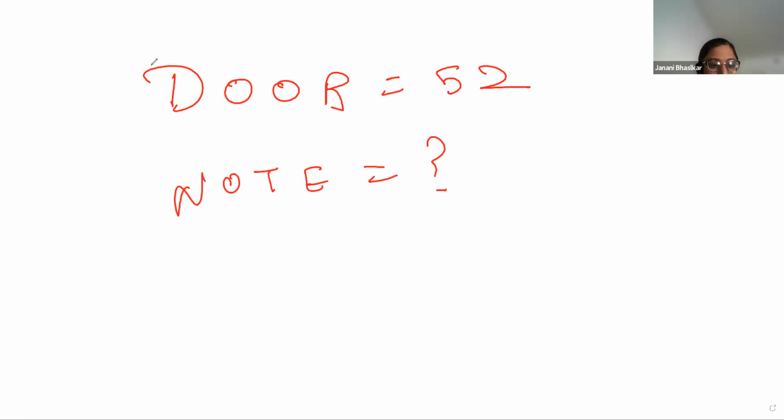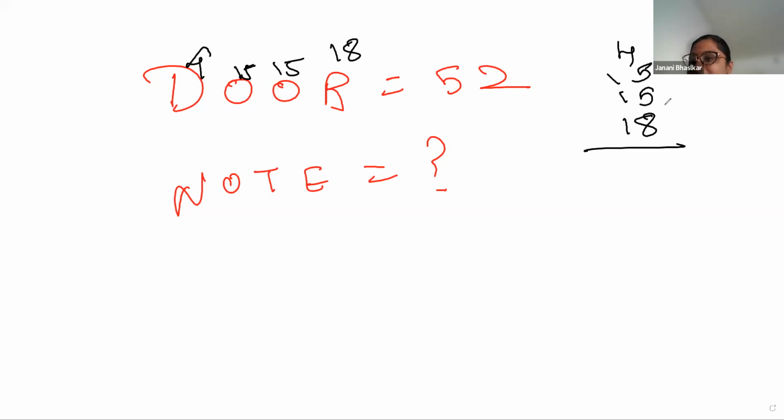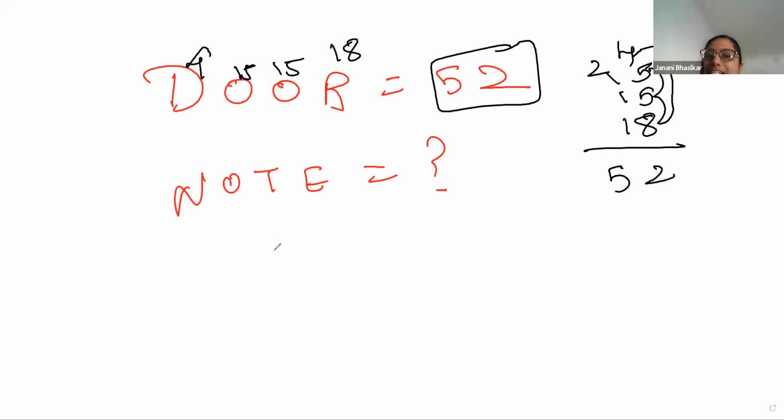Well, so this is easy. D is 4, O is 15, O is 15 again, R is 18. Now add all these numbers: 4 plus 15 plus 15 plus 18. What is the answer? 5 plus 5, 10. 10 plus 8, 18. 18 plus 4, 22. So 2 here, 2 carry. Adding, you will get 52. So this is 52. Now apply the same here.